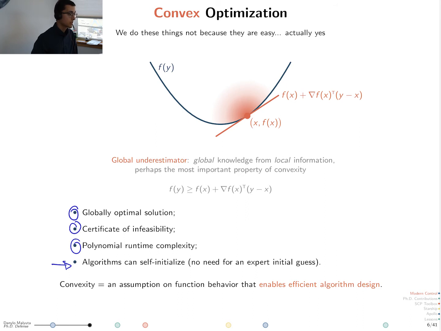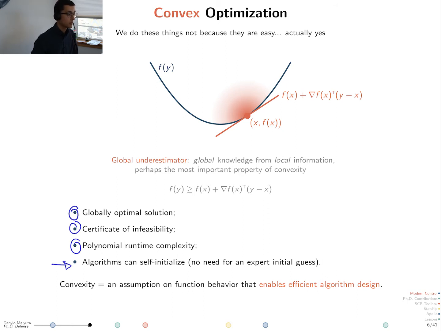It buys us certificates of infeasibility. What that means is that if an algorithm tells us your rocket can't land given what you gave me, it really means that. It's not that the algorithm didn't find a solution, it's actually found a proof in some way that a rocket will never be able to land under that problem specification.